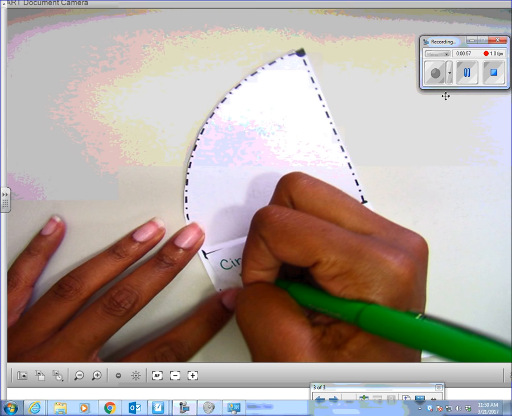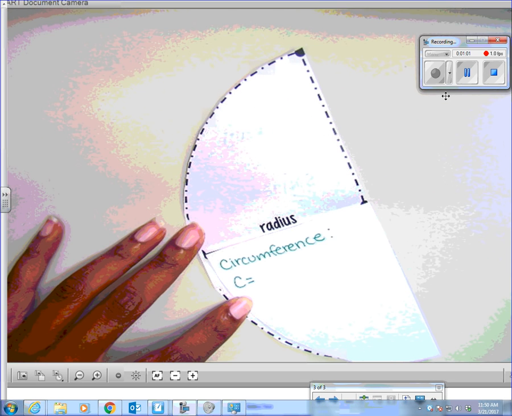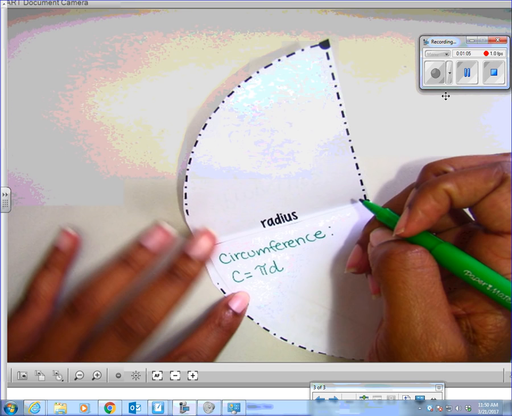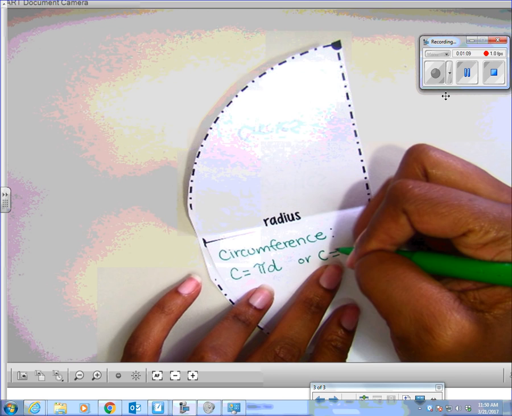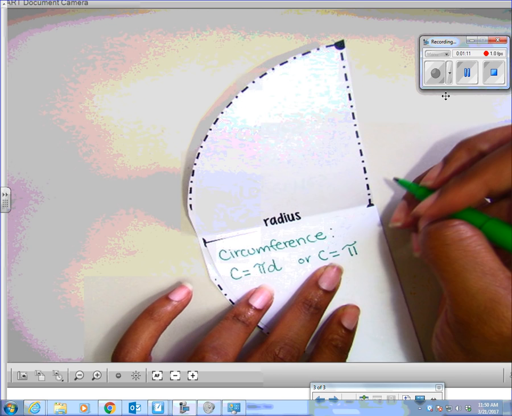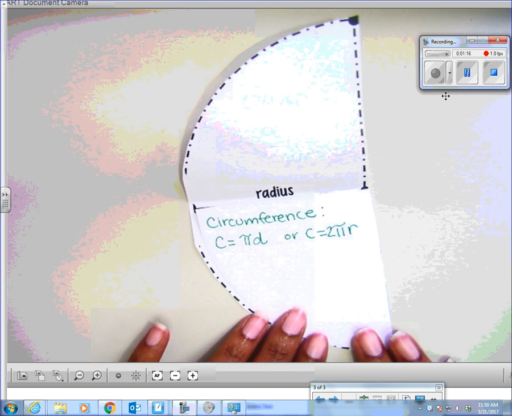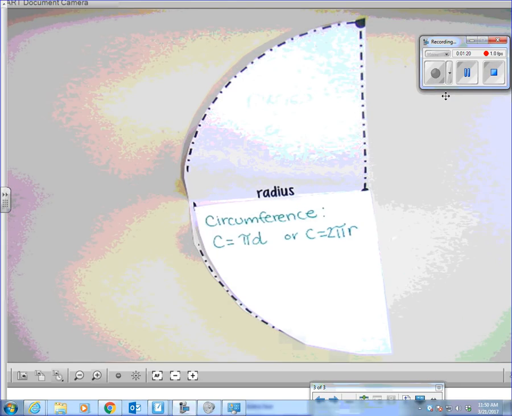So you got two formulas you can use. You can get C is equal to pi times D, which is the diameter, or you can have C is equal to 2 pi times the radius. Both of these formulas will be on your formula sheet, so you don't have to memorize them.